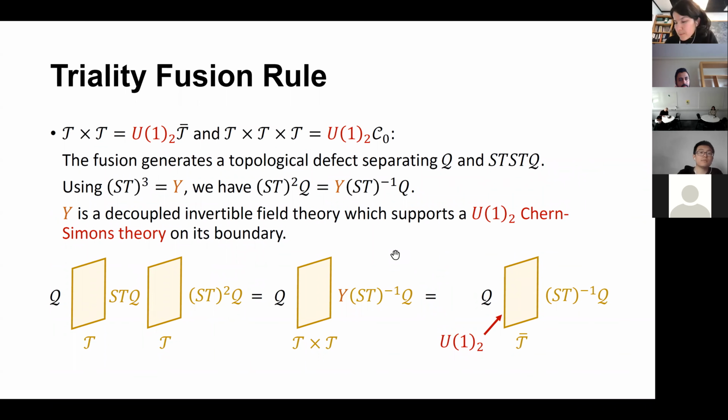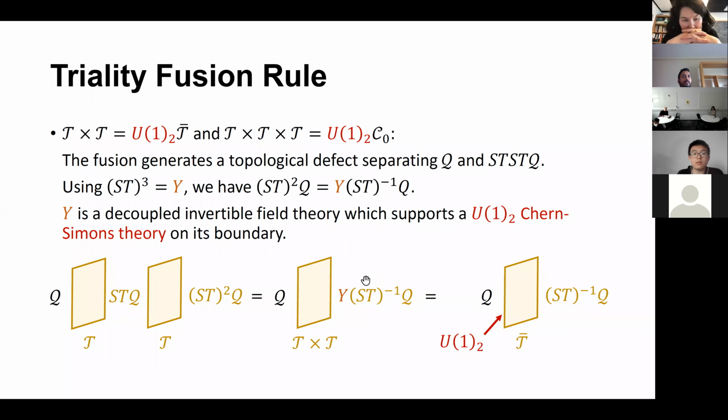Another thing we can talk about is the fusion between T and T. When we fuse T and T, we can think of it as follows. There will be 2 interfaces that separate 3 regions. On the left-hand side, we have Q. In the middle, we have STQ. On the right-hand side, we have ST squared Q. When we collide them, we can just ignore the middle region, and then ask what happens to the right-hand side. There we can use the fact that ST cubed equals Y and replace ST squared Q by Y ST inverse Q.